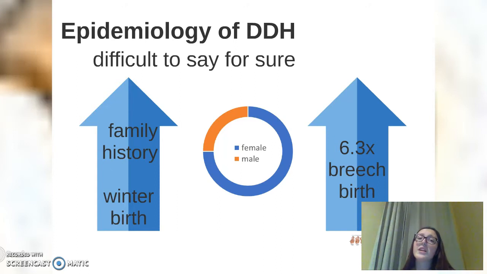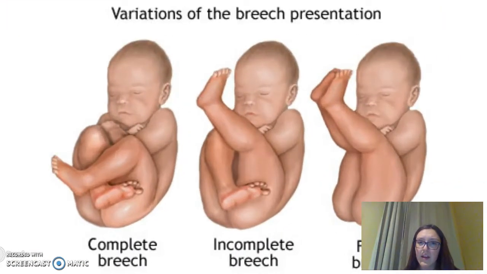It is also 6.3 times more likely to find hip dysplasia in babies that were in a breech birth position. So what a breech birth position is, these are examples of them. A complete breech has the baby with the legs crossed, whereas in a frank breech, the baby has his legs almost straight with his toes up in front of his face. A frank breech is actually much more likely of the two to have hip dysplasia.